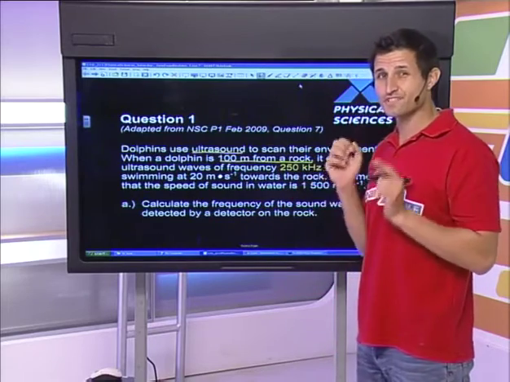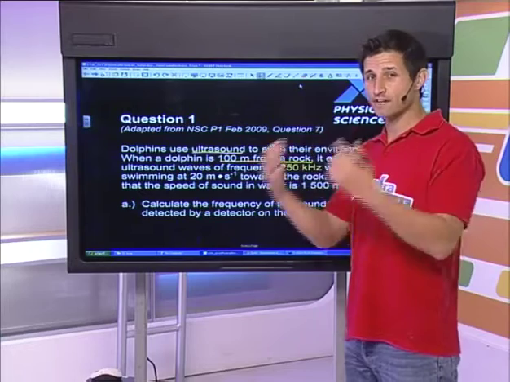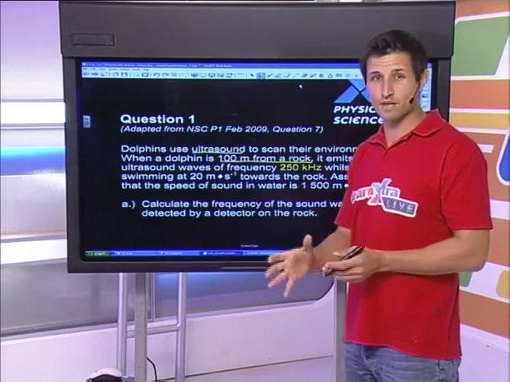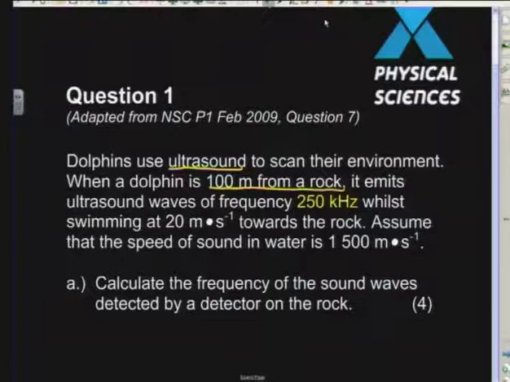So 250 kilohertz. Now, guys, that is far too high for a human ear to hear. We can only hear up to around 20 or 21 kilohertz. So dolphins have got some pretty amazing hearing. Now, it says while swimming at 20 meters per second. Now, that's also very important. This dolphin is capable of emitting the sound while swimming forward at 20 meters per second.